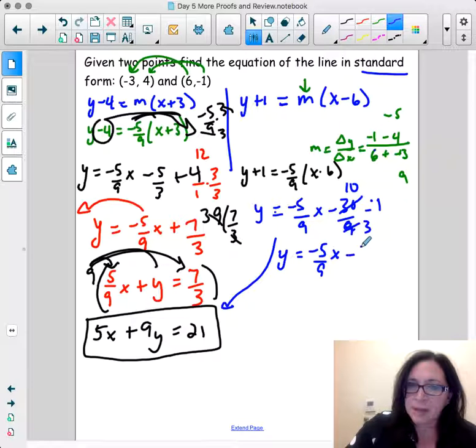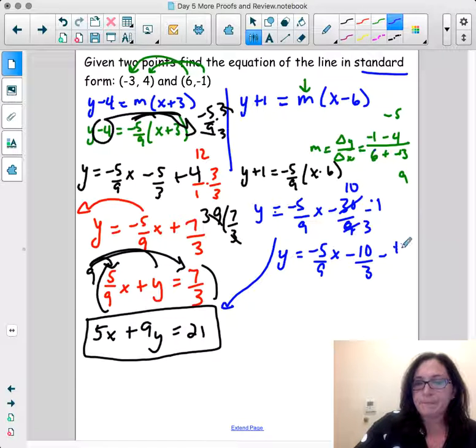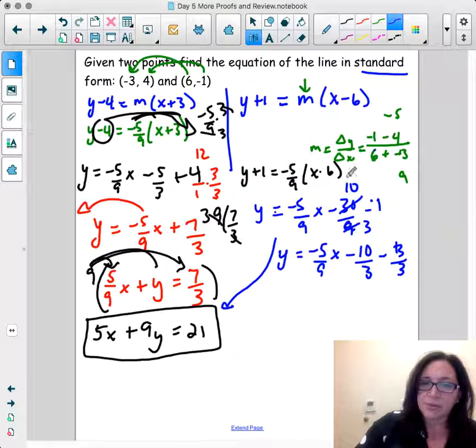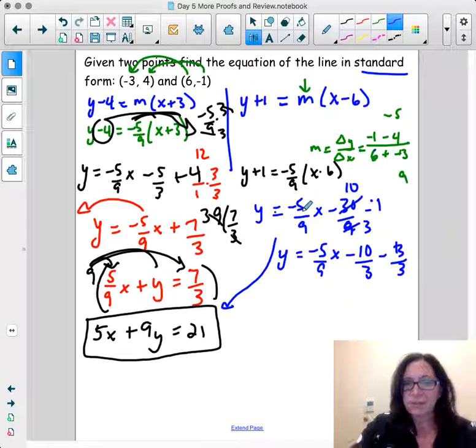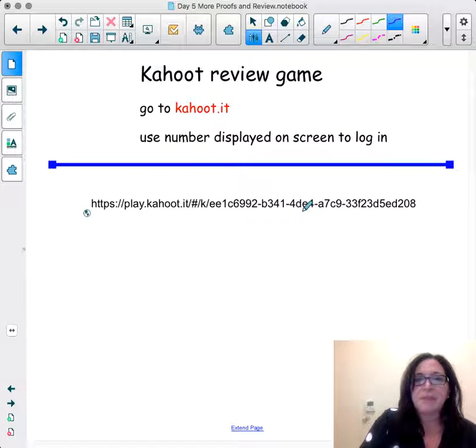So I get negative 10/3 minus 1. This is going to need to be, what, 3/3? And then, anyway, negative 13, and move it over to the other side. Yeah, you can work that out. I'm not going to finish that.